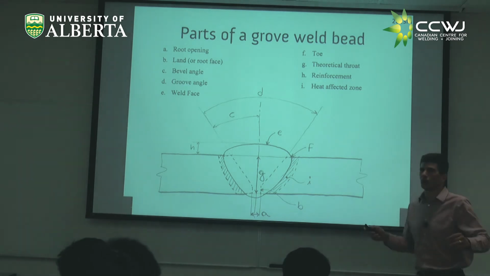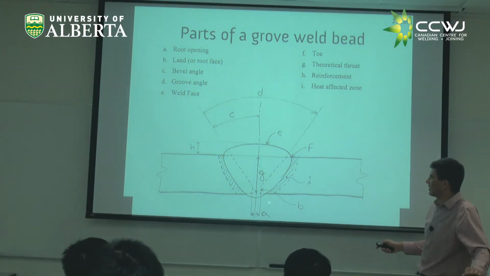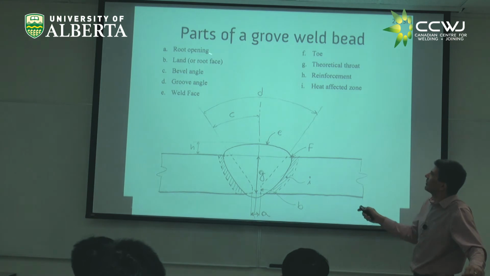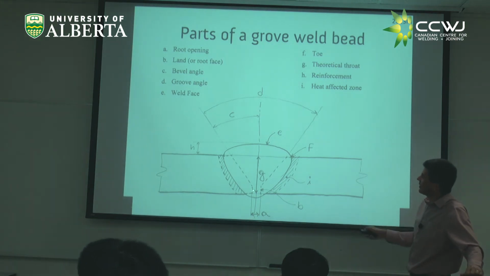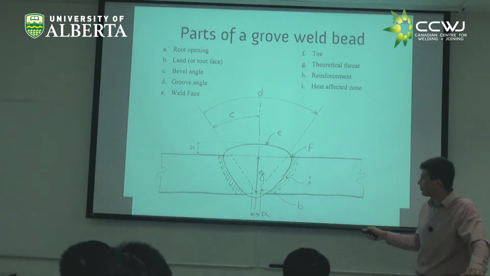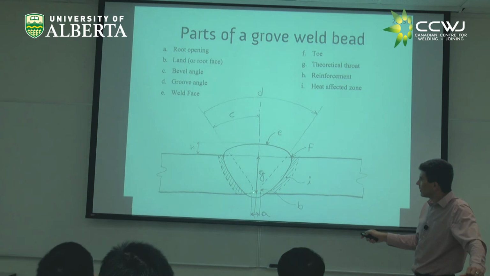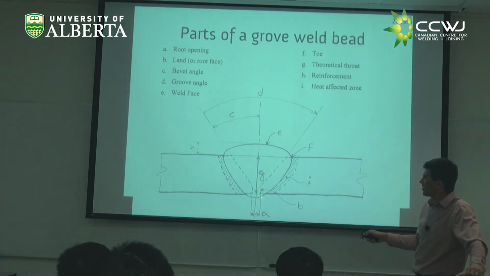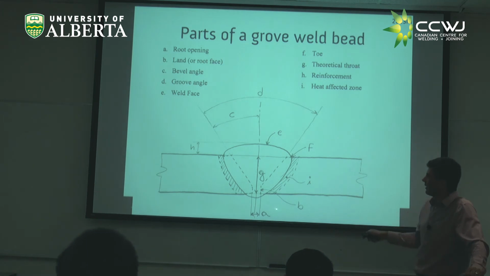More things that will be in the exam. Parts of a groove weld bead. So each of these, you have this part here is called the root. At the bottom of the weld is called the root. And the root can be touching or cannot be touching. If it's not touching, you have what is called the root opening, right?